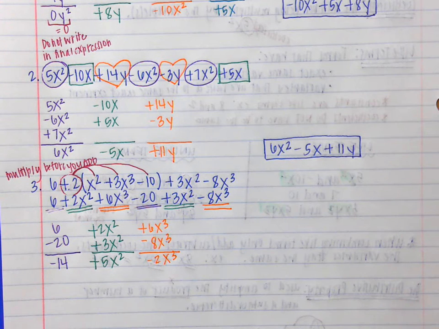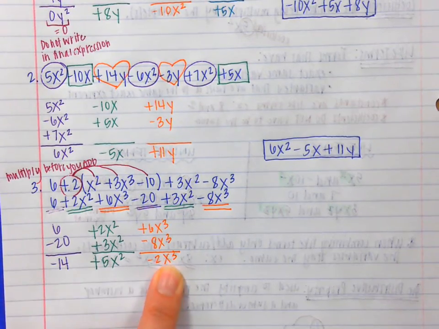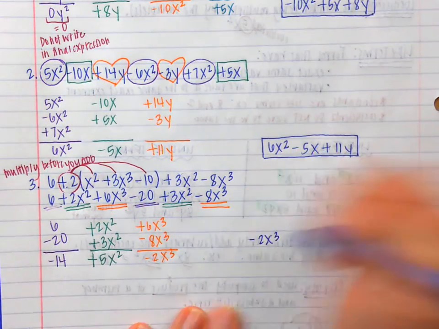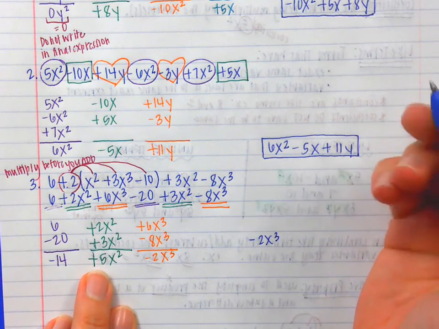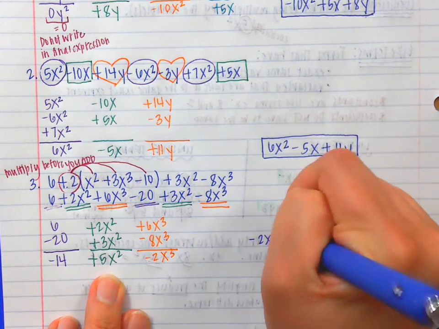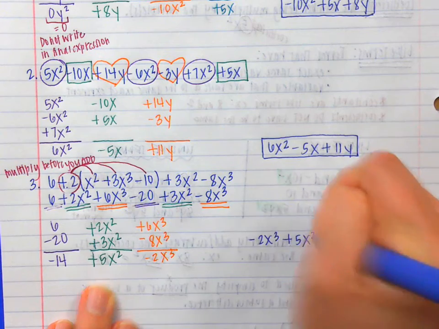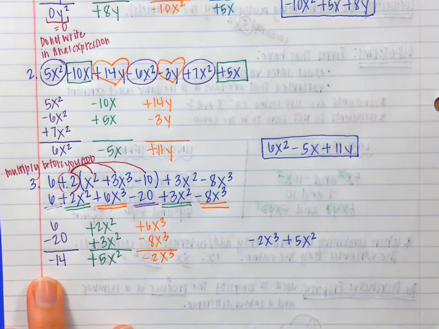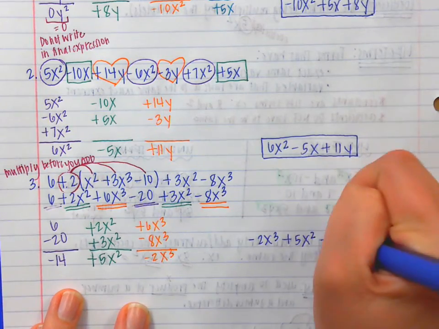Okay, so when we write that, remember we write it from highest exponent to lowest. My highest exponent is x cubed. So I'm going to start by writing negative 2x cubed. Then my exponent would be 2, so plus 5x squared. And then your constants always go last. So minus 14.